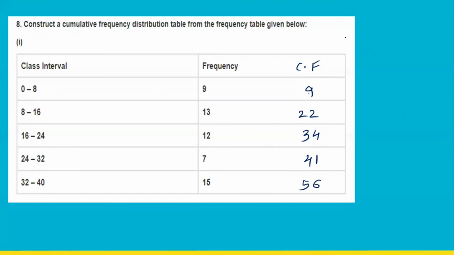So these are the cumulative frequencies. You keep on adding the previous frequencies. These are called cumulative frequencies. Or we say less than 8, there are 9. Less than 16, there are 22. Less than 24, there are 34. Less than 32, there is 49. And less than 40, it is 56.